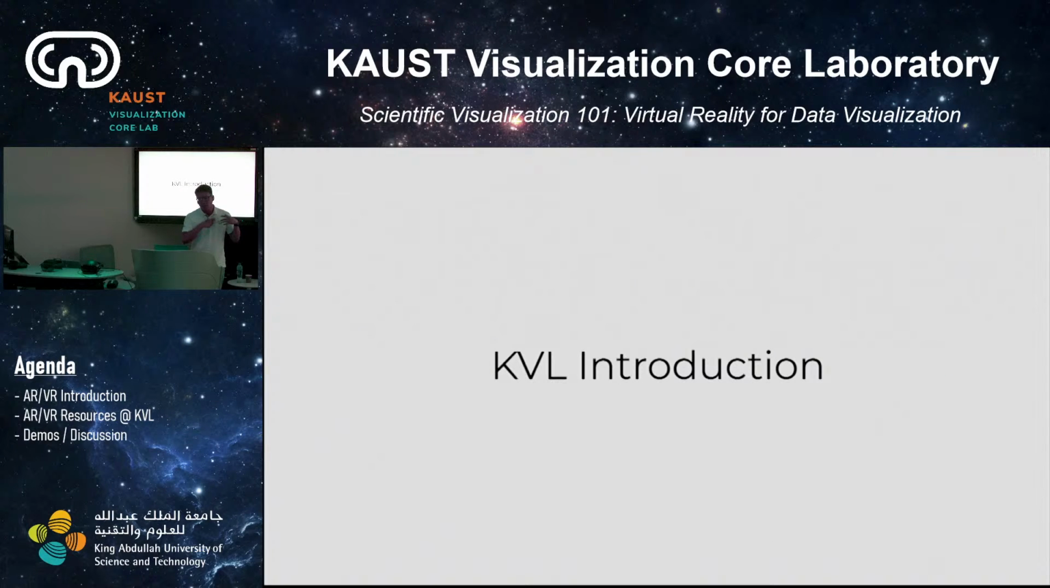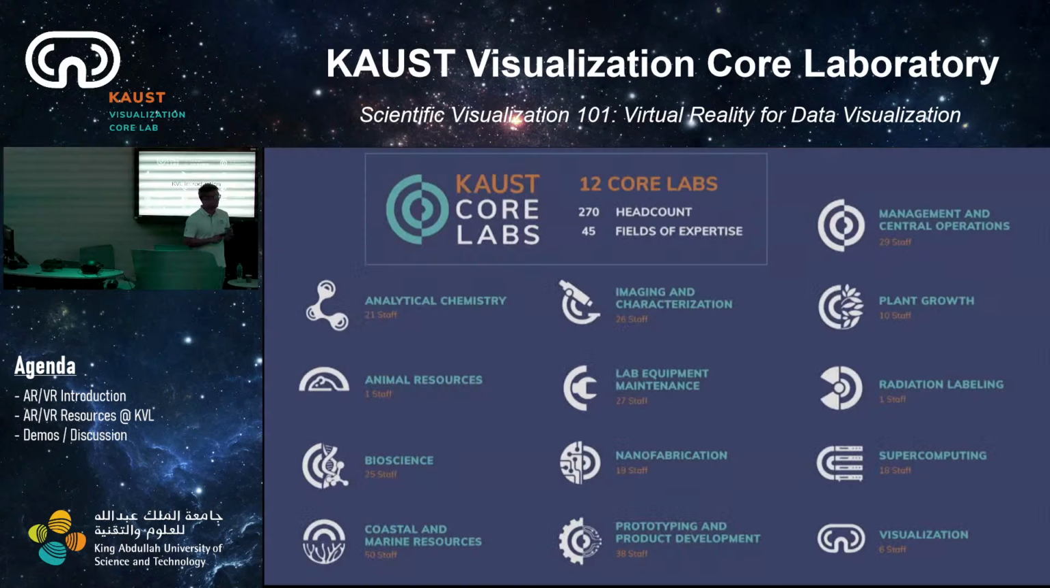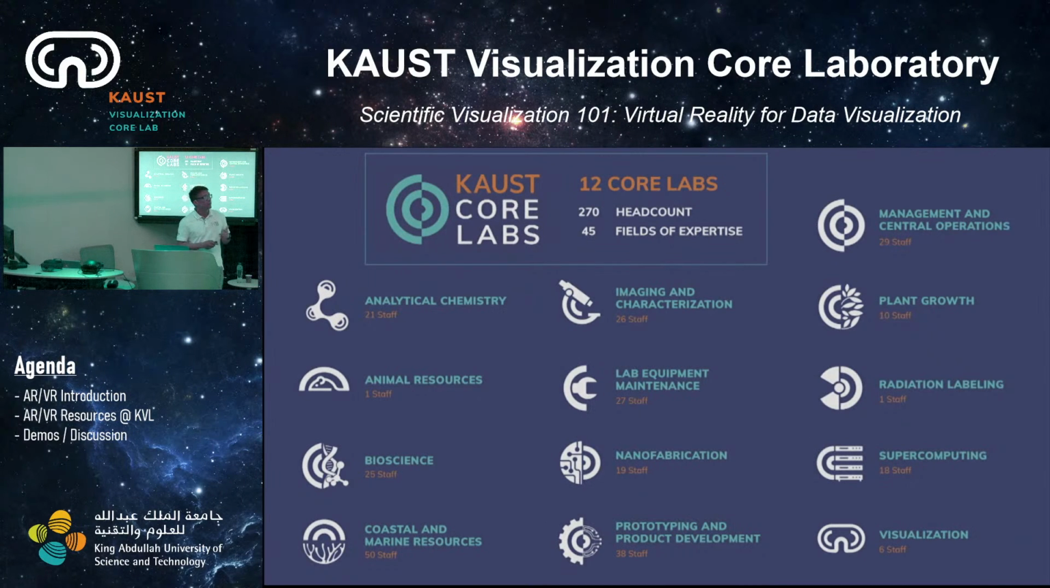But first, I want to do a quick introduction of the KAUST Visualization Core Lab. It's one of the 12 core labs in KAUST. The core labs are an organization inside KAUST that provides expert support and collaboration to the research community. We have different labs. We provide equipment, software, and collaboration, as I said. And I'm from the Visualization Core Lab, where we have 6 staff.